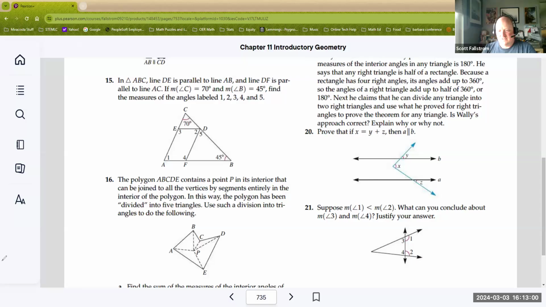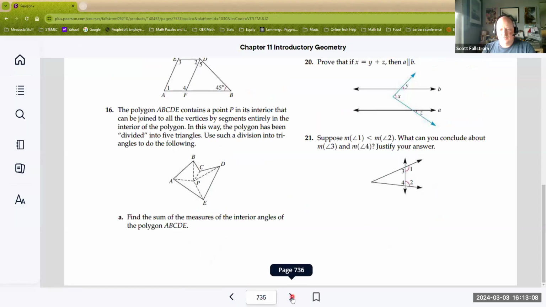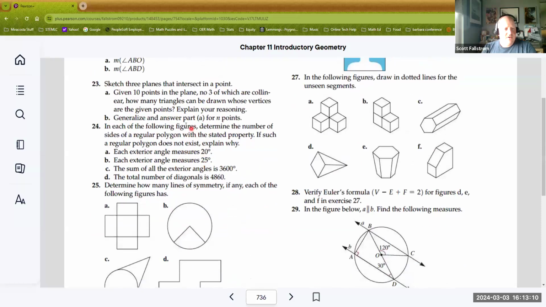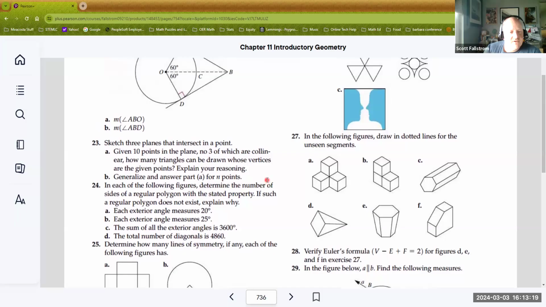Let's take a look and see what else do we have here. 23. All right, we'll take a look at number 23. And is that on this page? Oop, next page. 23. Sketch 3 planes that intersect in a point. Okay. And let's see here. Given 10 points in the plane, no 3 of which are collinear, how many triangles can we draw whose vertices are the given points? All right. So we've got sketch 3 planes that intersect in a point.